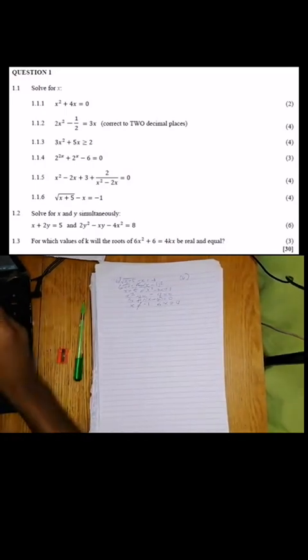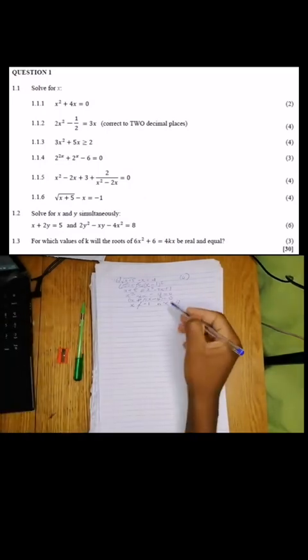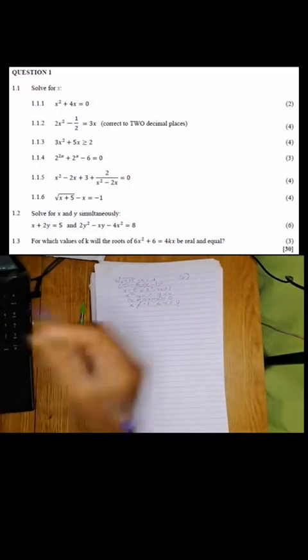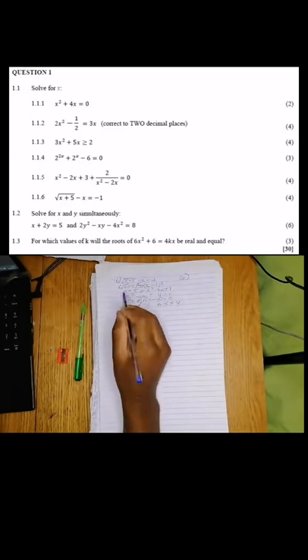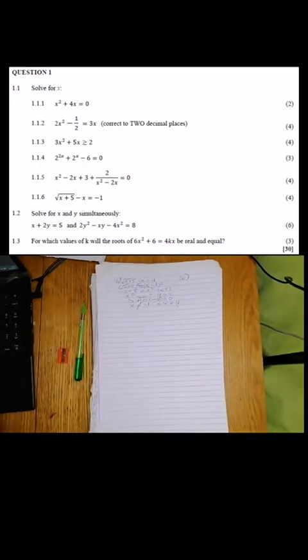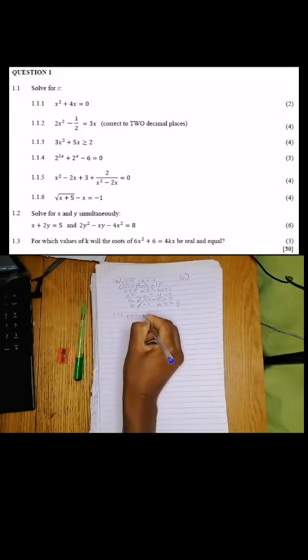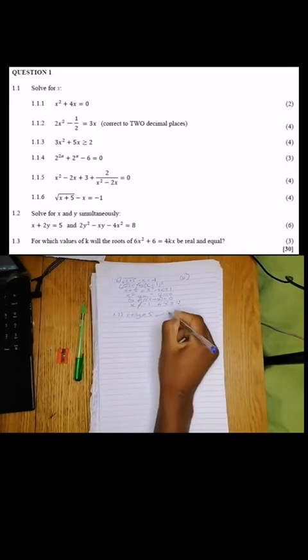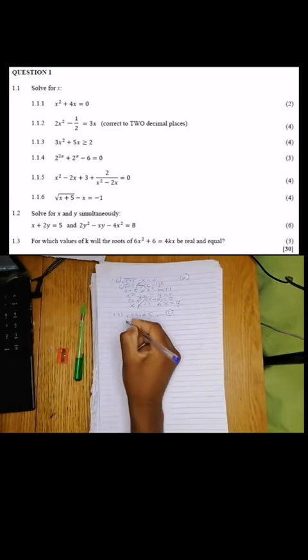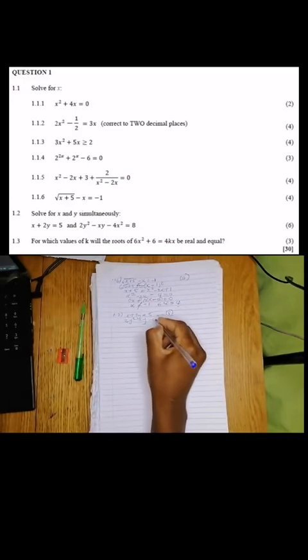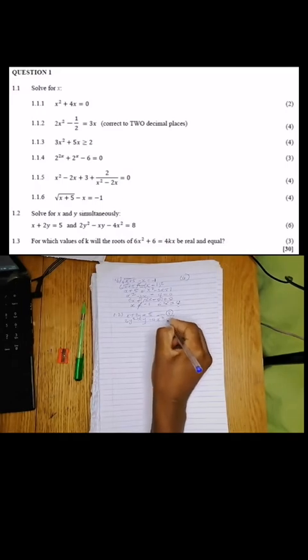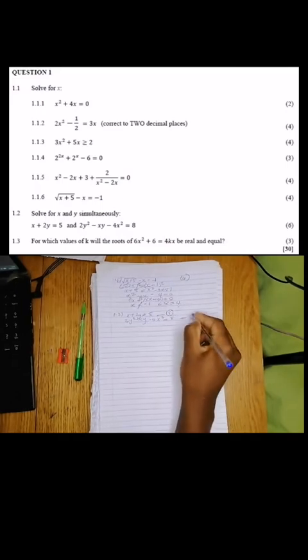Go back to the other x. Root 4 plus 5 minus 4 is equal to negative 1, meaning that x is equal to 4. And then we're going to go to the next question, which is the simultaneous question. We have x plus 2y is equal to 5, which is our equation 1. And we have 2y squared minus xy minus 4x squared is equal to 8, which is our equation 2.